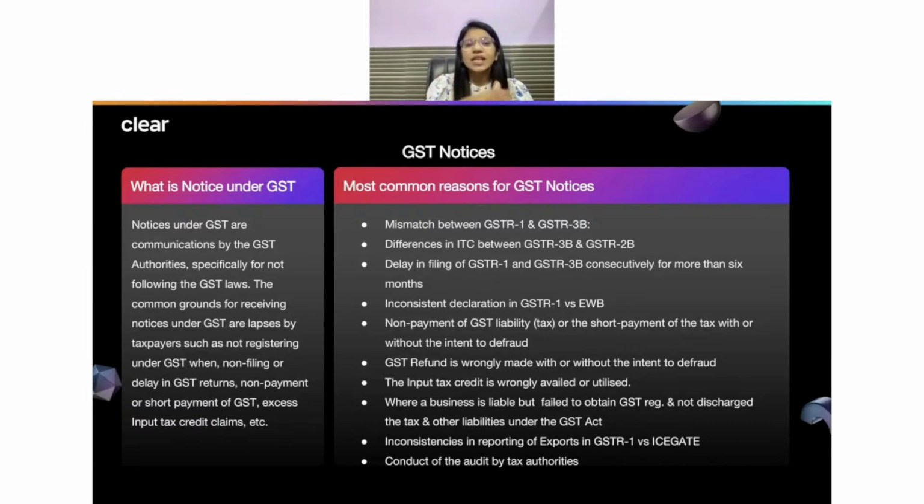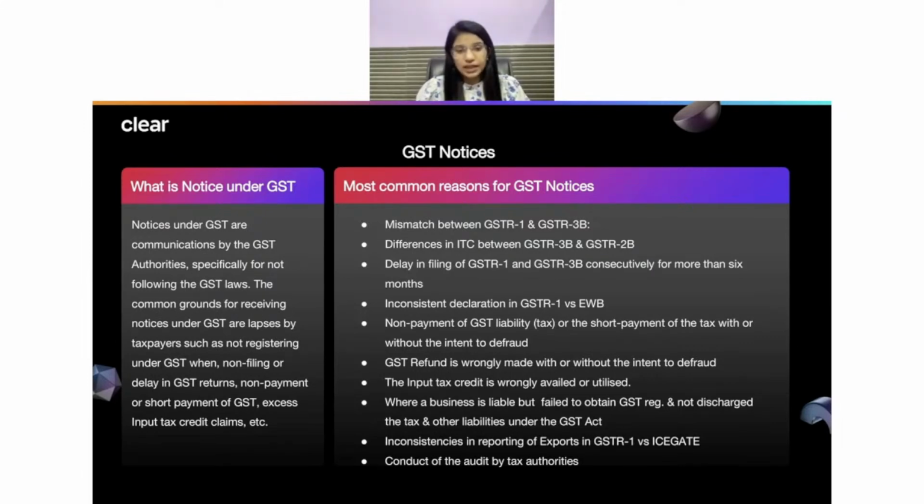But wherever it is the vice versa case, let me give you a few examples. Think about the case that you have claimed some ITC of, let's say, 20,000 in your GSTR-3B, whereas as per 2B there is an ITC available of 1 lakh rupees. You will never see a notice being issued because there's no revenue loss to the government, right? But if it's a vice versa case, definitely you're going to receive the notice. So whatever is favorable to the revenue, there you will see that you are actually receiving the notices.